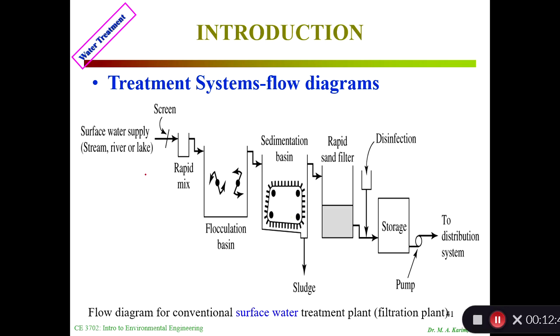So here is the one for surface water. Water is coming to the screen. Then rapid mixing and the flocculation basin, which means adding some kind of chemicals here, lime mainly, ferric chloride, or aluminum sulfate. These are the two coagulants that we use. Then the sedimentation basin, where sludge is coming out, then it goes to the rapid sand filter. After filtration, we add the disinfectant here, then it goes to storage, then we pump to the distribution system. You have seen those distribution systems in topic 2, right, for our supply system and so on.